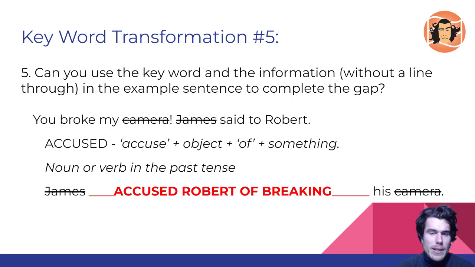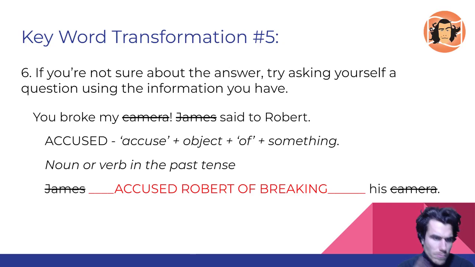We're halfway there. Let's move on to step 6. If you're not sure about an answer, and I'm not sure about this at the moment, try asking yourself a question using the information you have. So we want to create a question which helps us find the answer. So we want to ask a question about the main part of this example sentence. What are they asking? What should we ask to find the answer? So pause the video and write down a question to try and get the important information, to try and help us complete this sentence. And when you're ready, press play and we'll see what question I've written down.